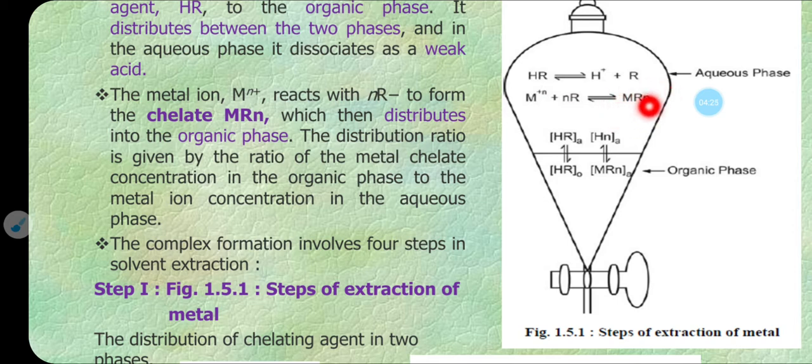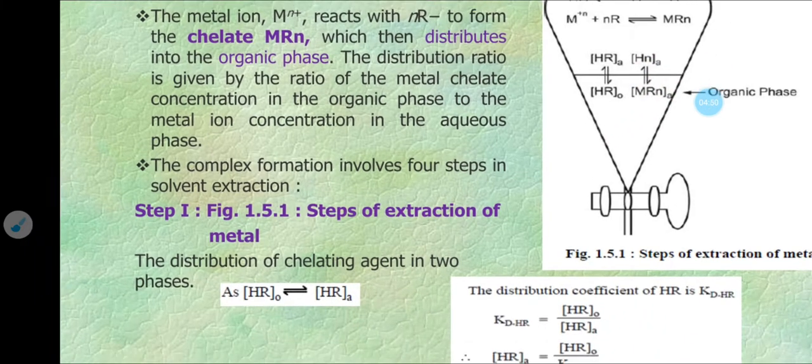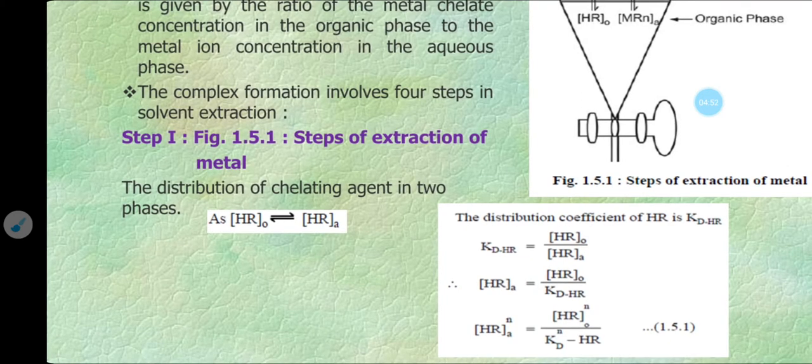Once the metal chelate is formed, then in the fourth step this metal chelate comes into equilibrium with the organic phase. Here it is, this step. This is the metal chelate in aqueous, then distributed into the organic layer, that is, metal chelate in organic. So this fourth equilibrium will be maintained. Let us see one by one how it is distributed between the phases.